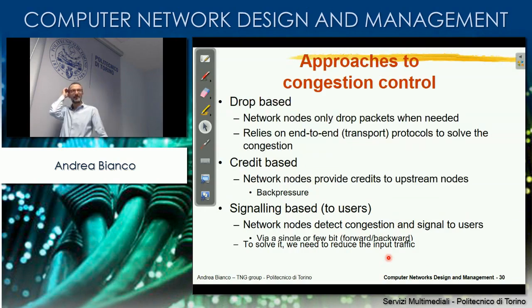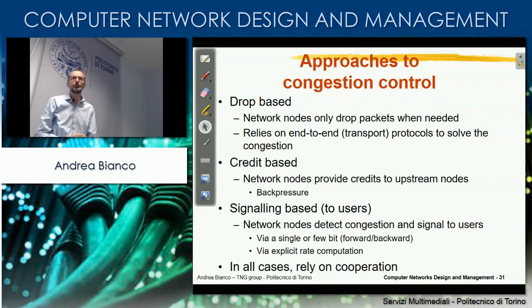There are many approaches that have been adopted and studied. I would say that for at least 30 years, maybe 40 years, many different things have been tried to deal with congestion, to solve it, to get out of it, to control it. The most trivial solution is to say, I don't care. I have a given buffer space. As long as I can store packets, I do that. Otherwise, when the buffer is filled up, I drop.